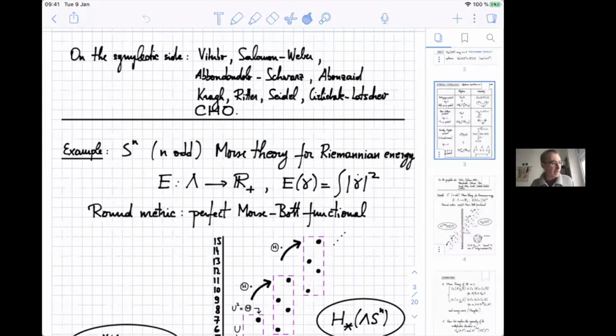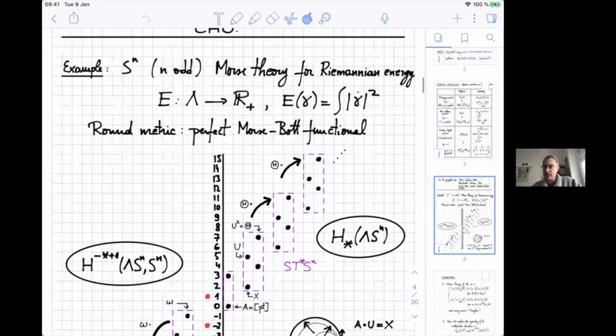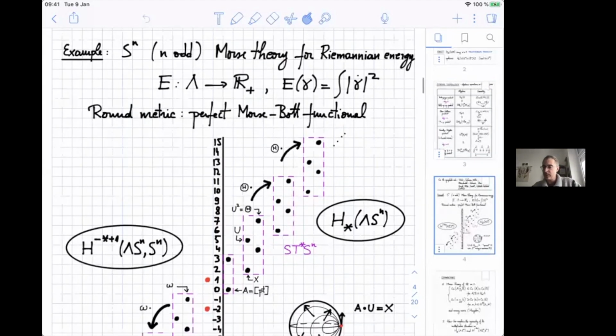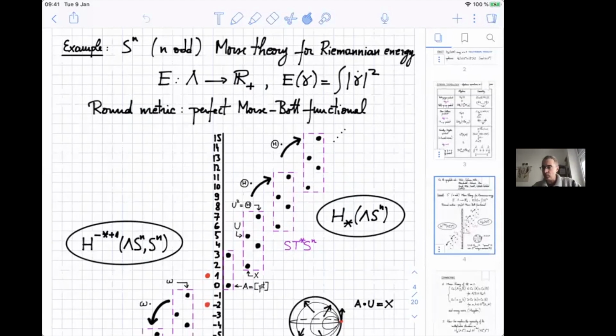So I started by giving some intuition about the topology of based loops. I want to give some intuition about the topology of free loops, again in the case of the sphere, so that these operations maybe become a little bit more concrete.